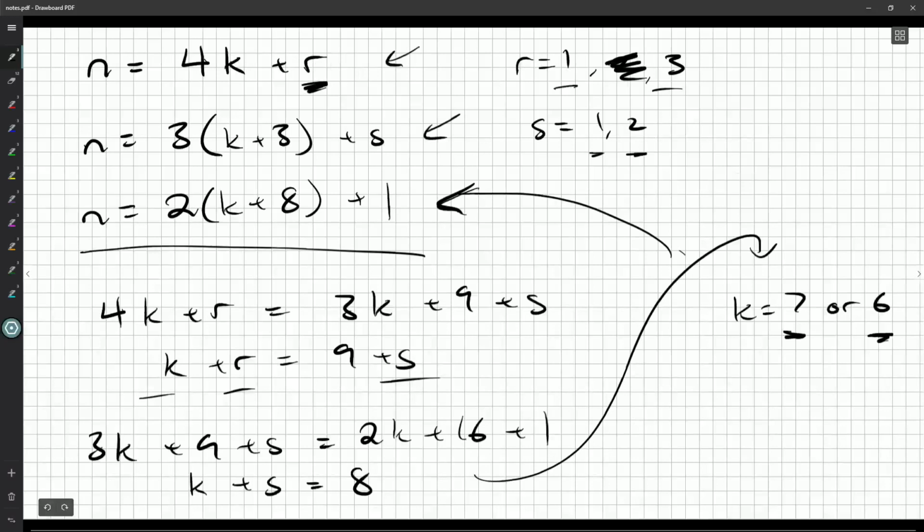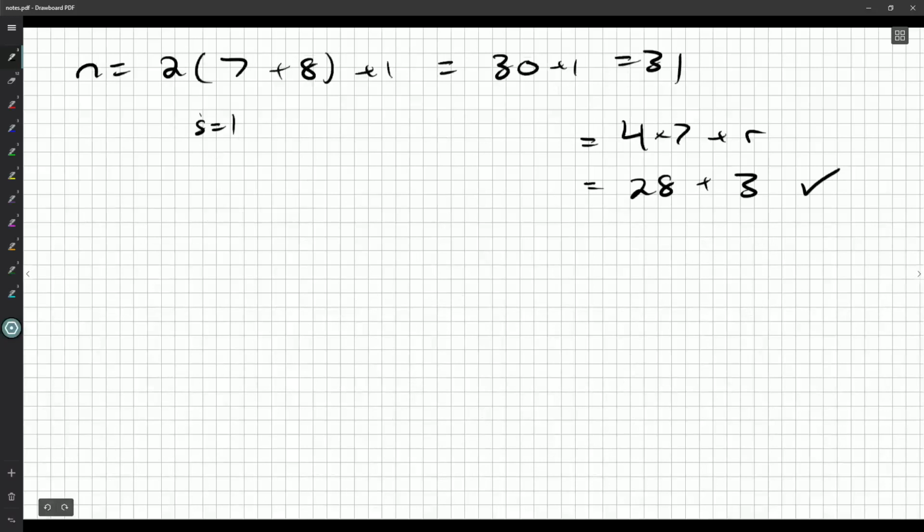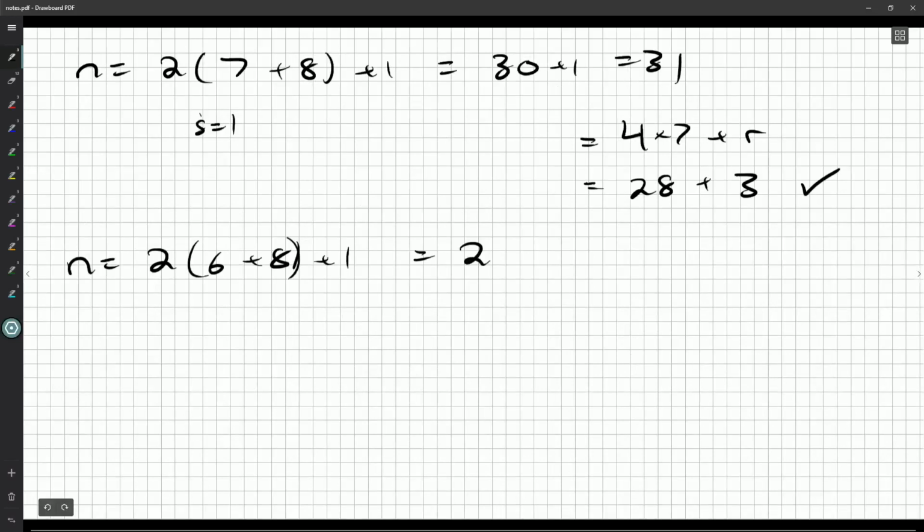But couldn't k also be 6? Let's rule out that case, because if both of them seem like answers, we've got a bit of a problem. Now, if we tried k is equal to 6, we'll get 2 times 14 plus 1, we'll get n is 29. S would be 2 in this case. That's fine. But 29, is that 4 times 6 plus something that's either 1 or 3? Well, no, because 4 times 6 is 24, and so r would end up being 5. And 5 is definitely not one of the possibilities.